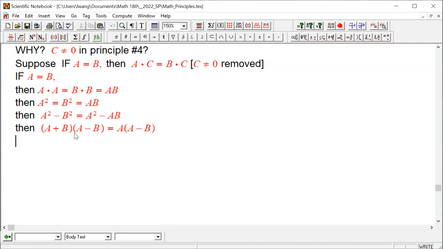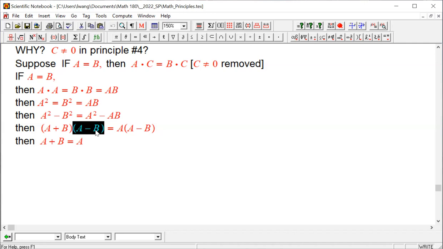Now, you can verify that A plus B times A minus B is indeed A squared minus B squared, right? If you need help, let me know. Now, we have A minus B on both sides. So I'm going to use that principle. I'm going to divide A minus B on both sides. Then what do I get? I will get A plus B equals A.